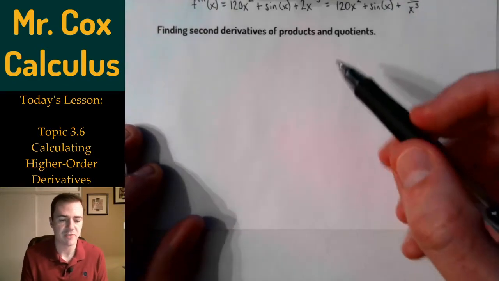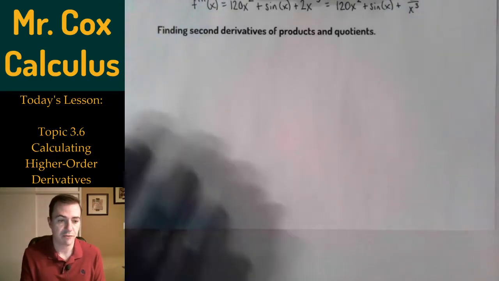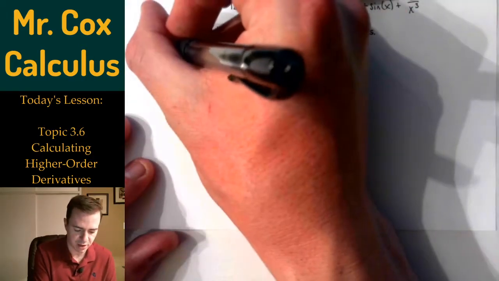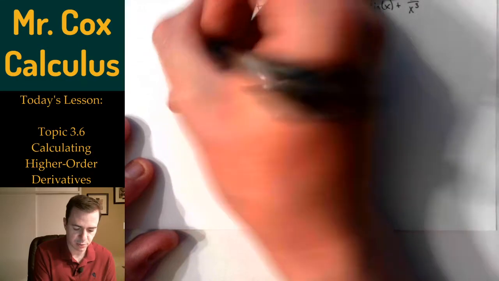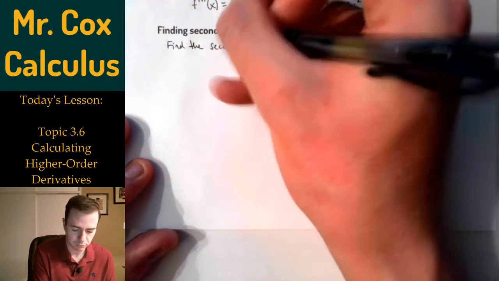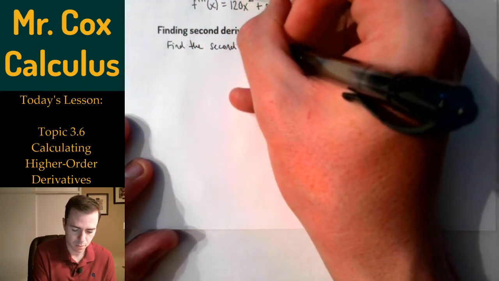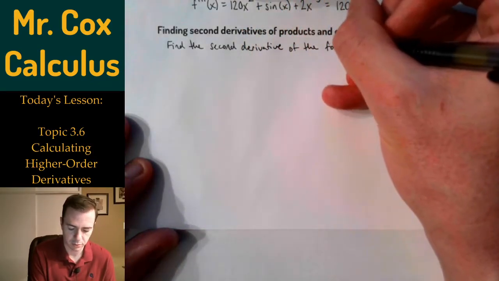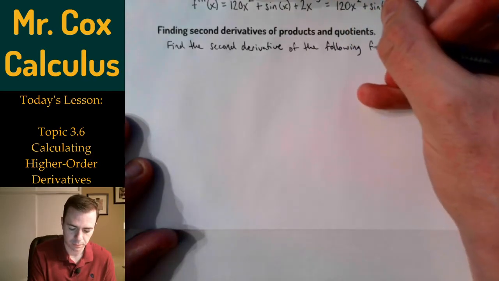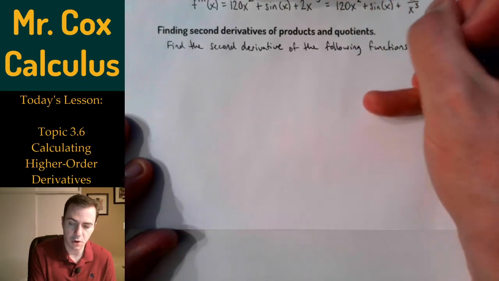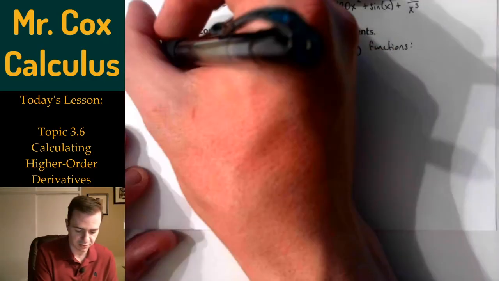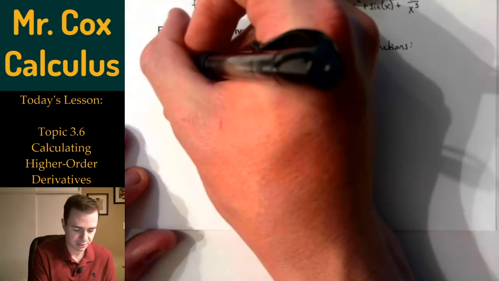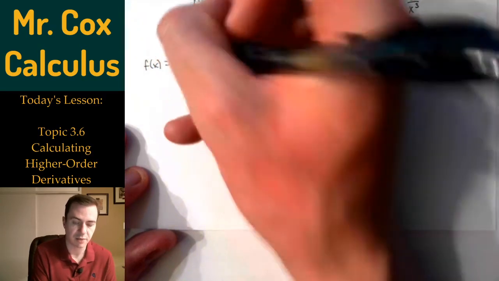Let's take a look at how we find the second derivatives of functions that are expressed either as products or as quotients. So we're going to find the second derivative of the following functions. We'll start off with a product. We'll give ourselves f of x equals x times the cosine of x.